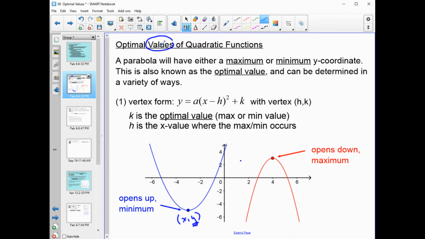Optimal values, that's a number. When we talk about a value, we're talking about a number. And so we're talking about what is the number that represents either the lowest or the highest point on your parabola. And that number is the y-coordinate. So if you've got vertex form, just read it, and this should be entirely review to you. You should be familiar with vertex form.